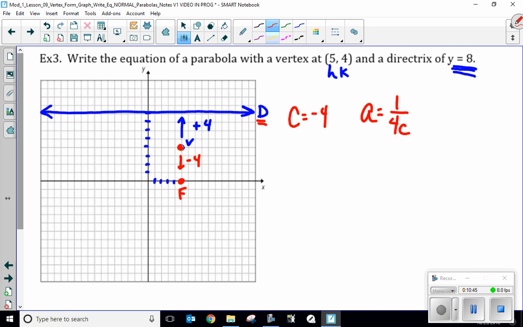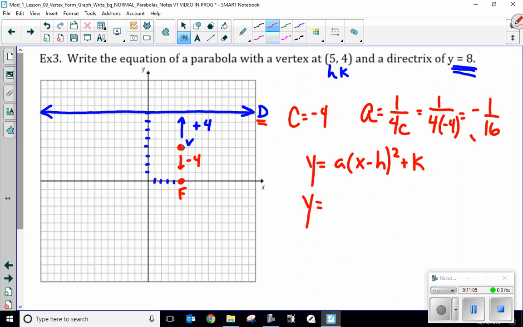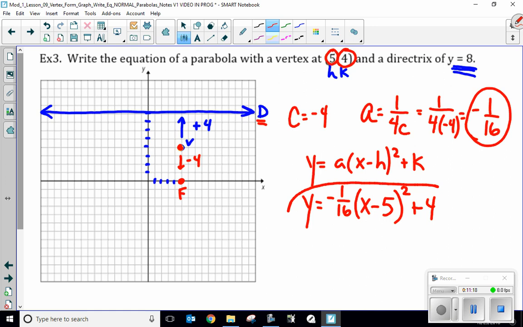Got to know that. And if my c value is -4, that's -1/16. So y equals a times (x minus h) squared plus k. My a value is -1/16, minus my h value, which is 5, squared, plus my k value, which is 4. There you go. It's perfect. That's a negative parabola, so it should open downward.